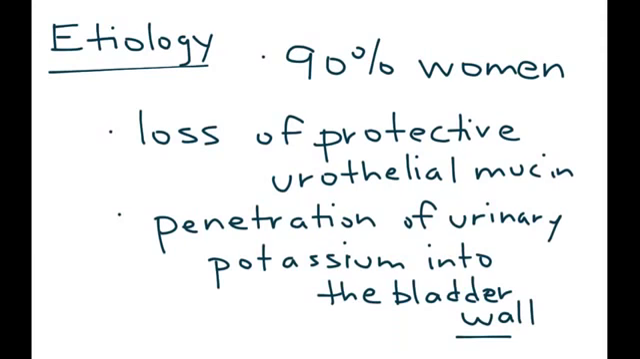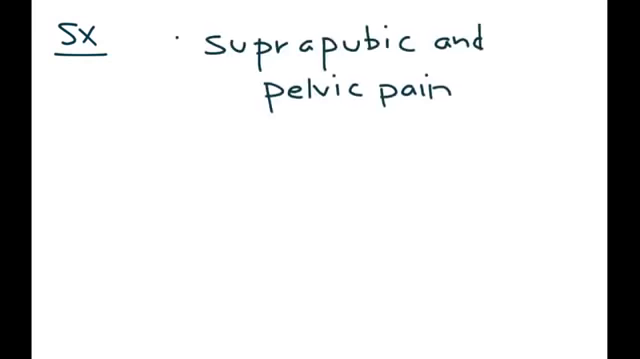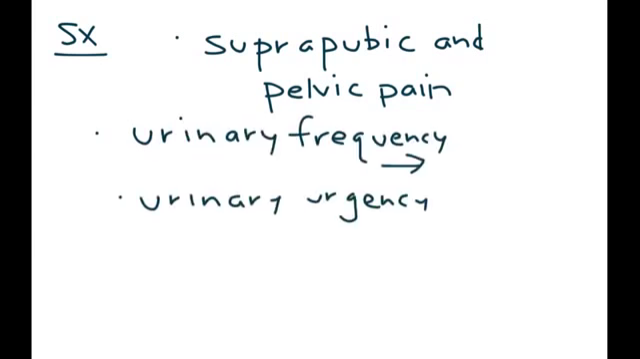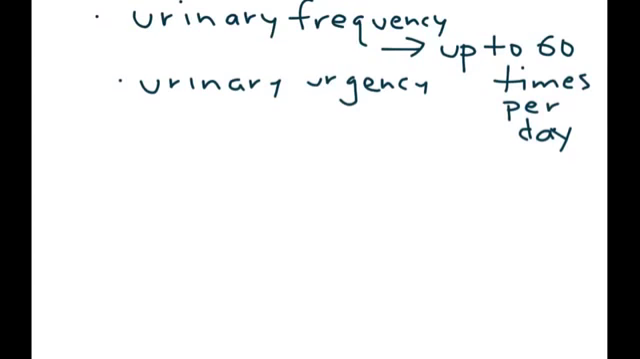Let's talk a little bit about the symptoms. Patient will present with suprapubic and pelvic pain. Urinary frequency and urinary urgency are common symptoms. And the urinary frequency can be pretty dramatic. It can occur up to 60 times per day that the patient is going to the bathroom.